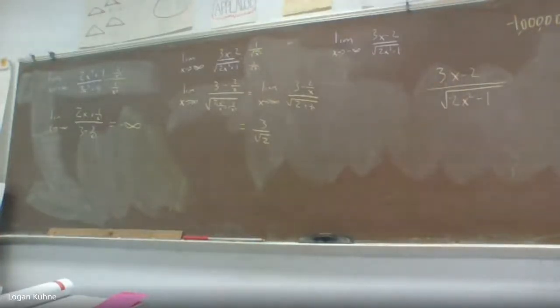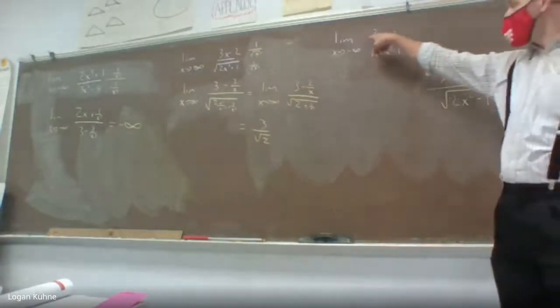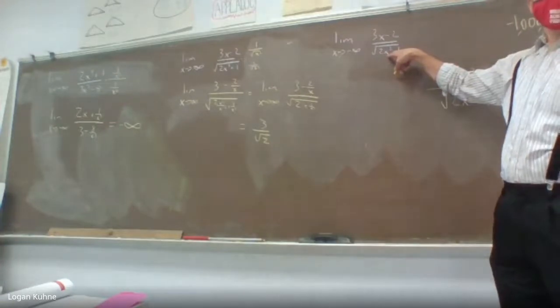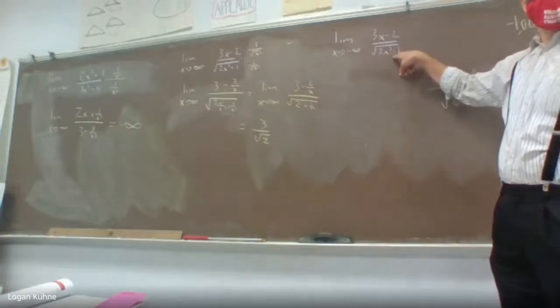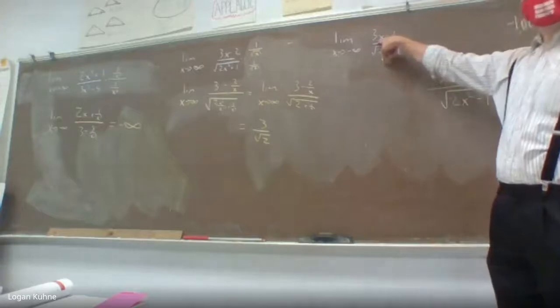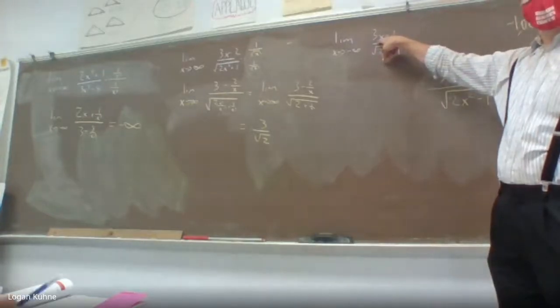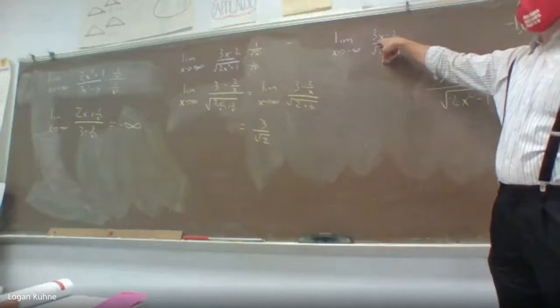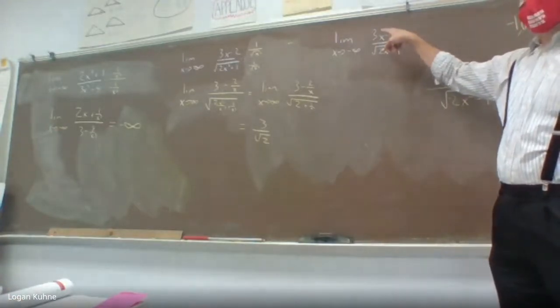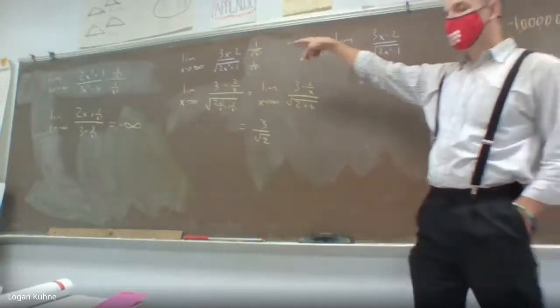All right. So what happened? Remember, we're plugging in negative a million. If I plug in negative a million and I square it, it becomes positive. Multiply it by 2, subtract 1, take the square root. That's always positive, right? What happens if I plug in negative a million up here? It's negative 3 million minus 2, right? So why didn't this work?